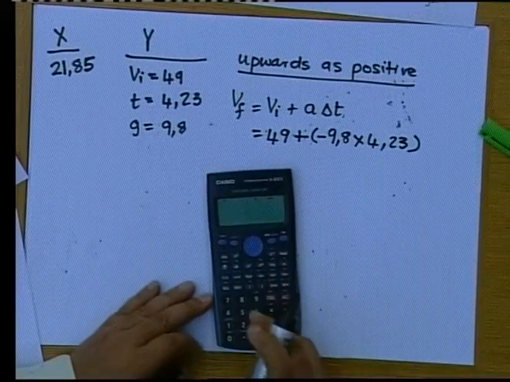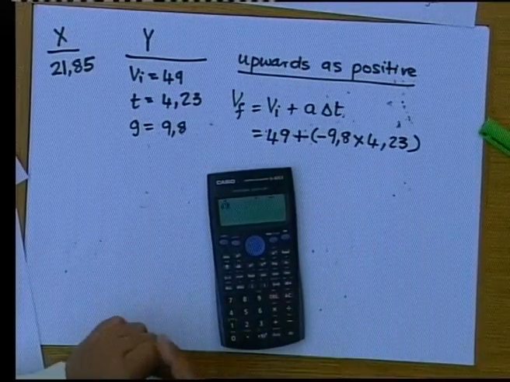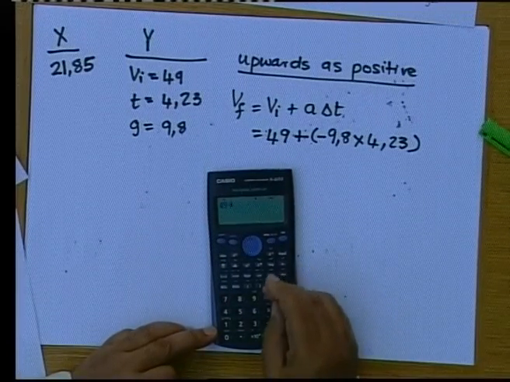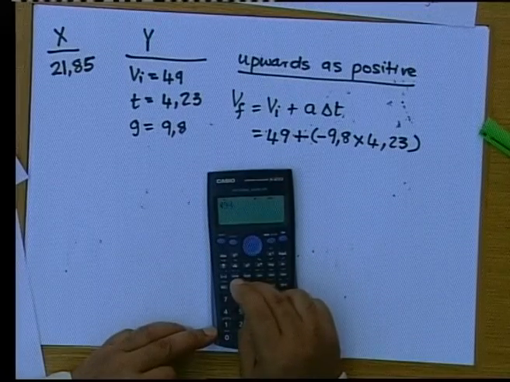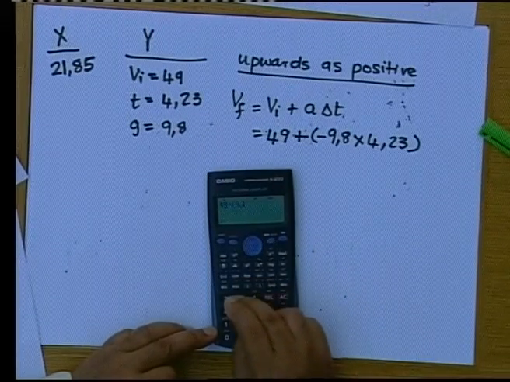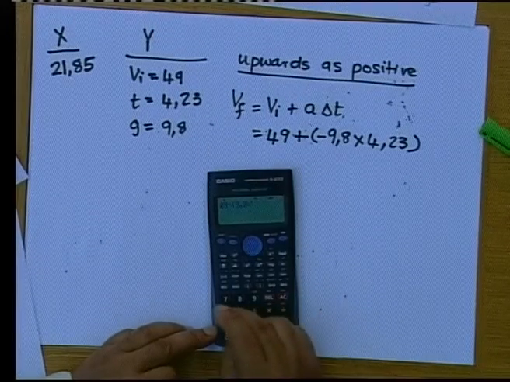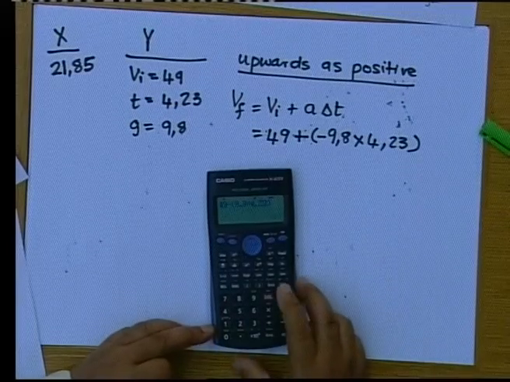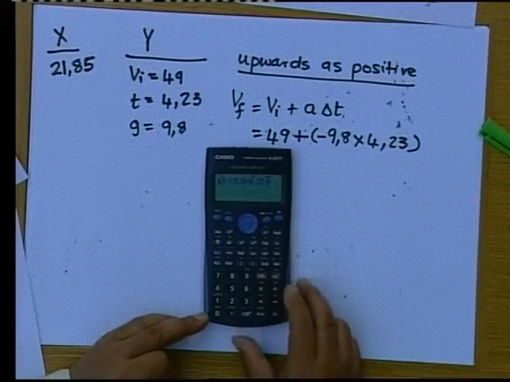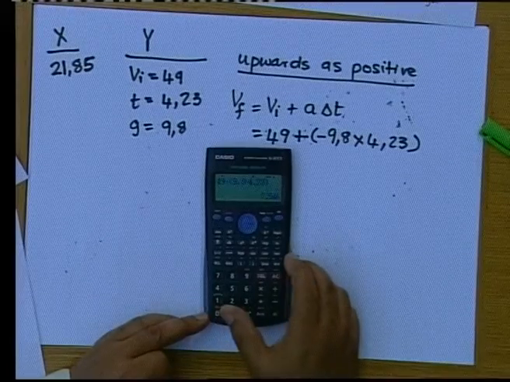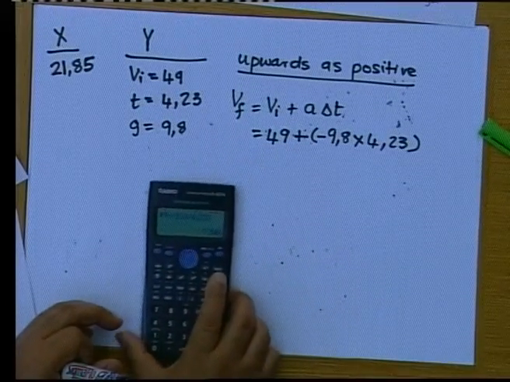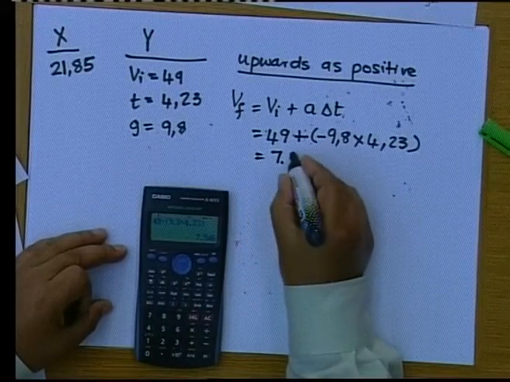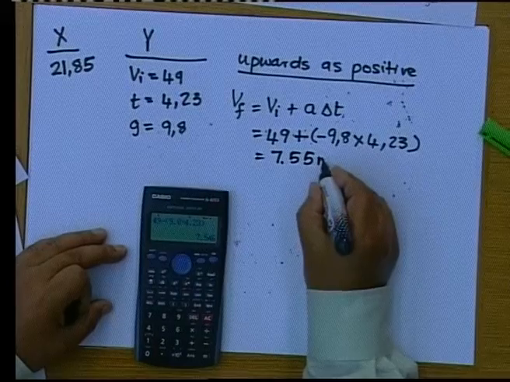Right, here we go. So it's 49 minus, put the brackets down, 9,8 multiplied by 4,23, and I think I should get an answer of 7,55. So the answer is 7,55 meters per second.